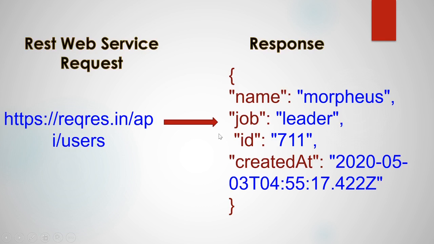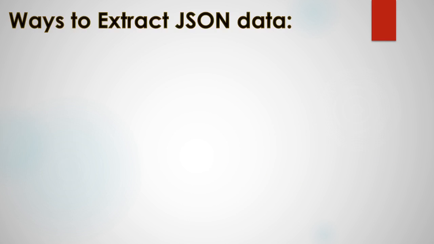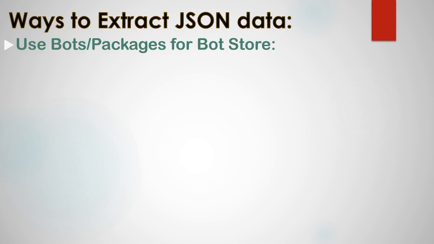Now let's say that there is a requirement to extract specific data from this response. Let's say that there is a requirement to extract the value of ID from this response. So how to do that? There are several ways to extract JSON data in Automation Anywhere. Some of them are to use bots or packages from bot store.